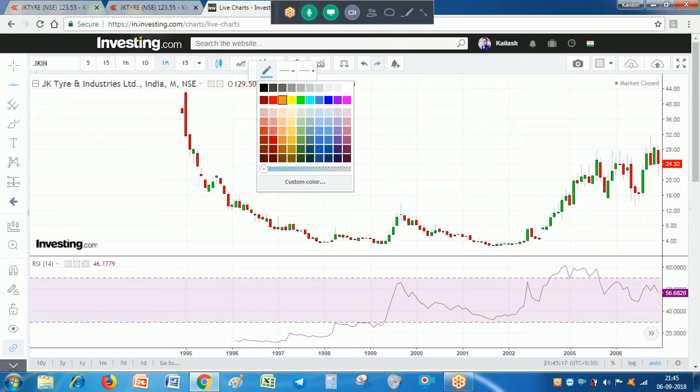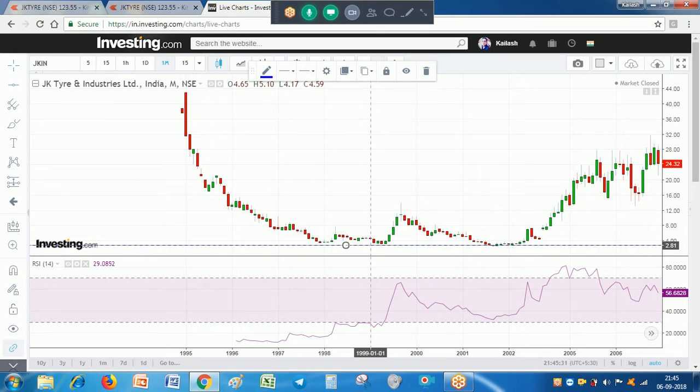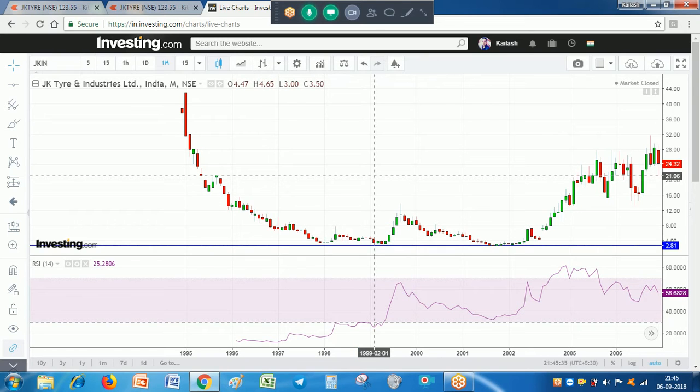So friends, I will take a red line. Let us take blue. Let us take a blue line to mark this level. So I will mark this level with a horizontal line. So friends, you could see here, this is our support level. It is actually 2.81 or somewhere 3 rupees, somewhere here.